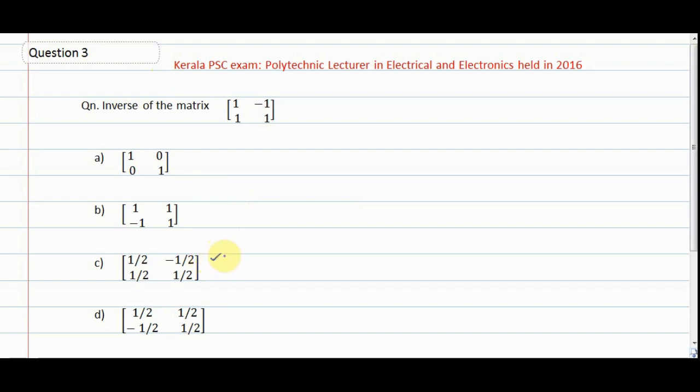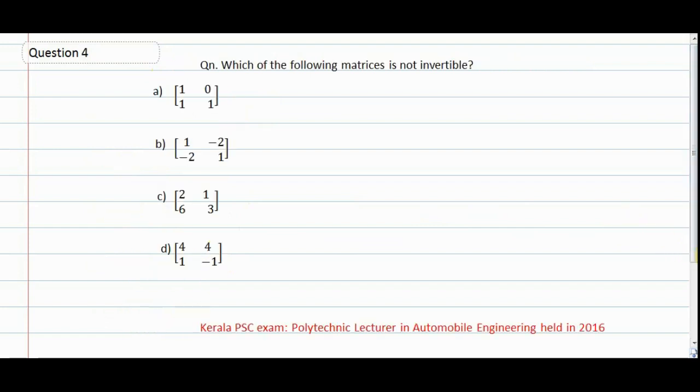Okay, so now let's see another question, question number 4. Which of the following matrices is not invertible? So we have 4 matrices here. We have to find out which one of these matrices is not invertible. So you may pause the video and try by yourself. Okay, now if you have the answer with you, here the right answer is option C. So how to solve this problem? Here the question is to find the matrix which is not invertible. That means a matrix which does not have an inverse.